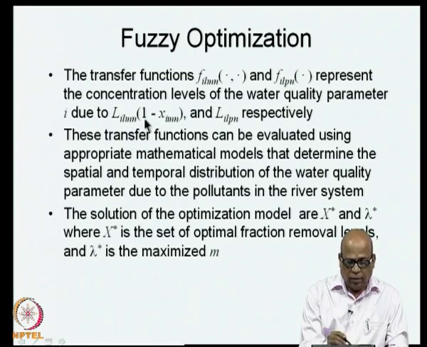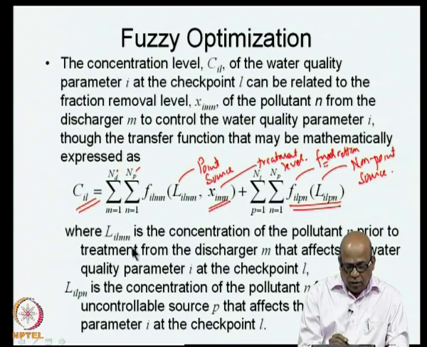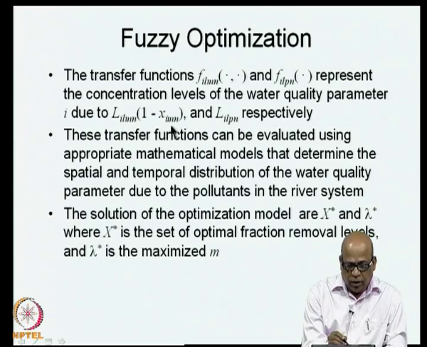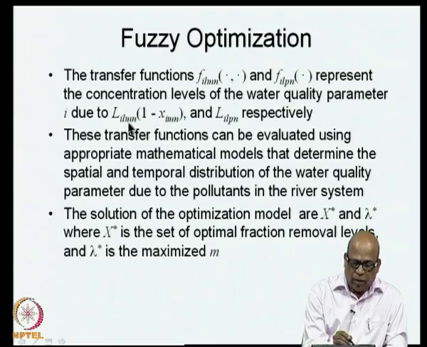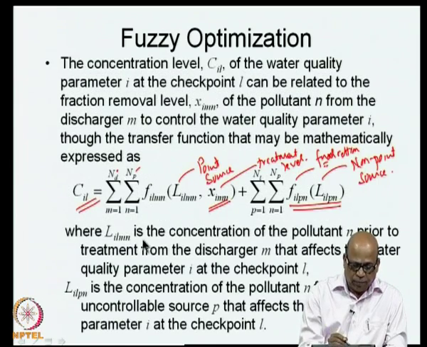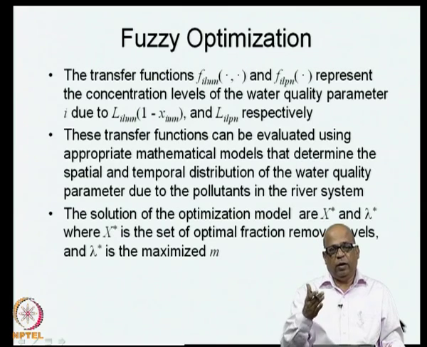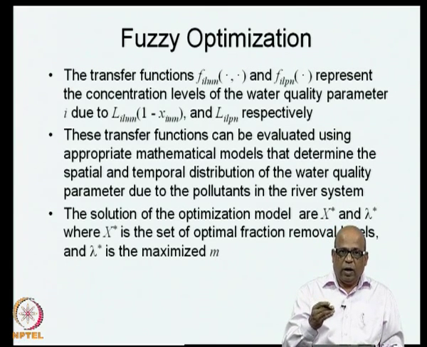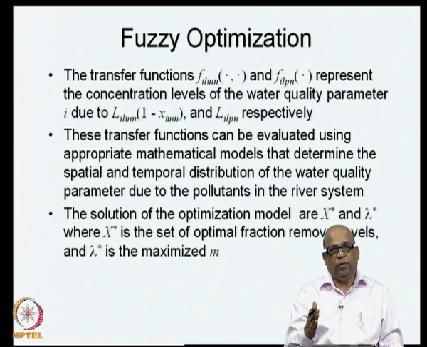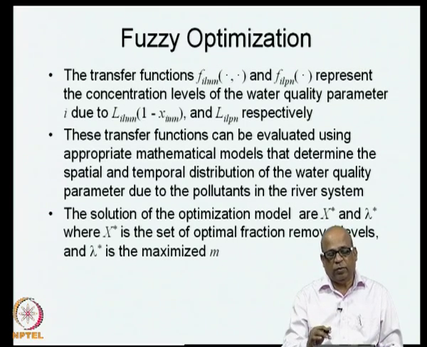LILMN is what I am saying as the pollutant N prior to treatment. Now, prior to treatment, this is what is coming, you are giving a fraction removal level of XIMN. So, the actual load that is coming is 1 minus XIMN into LILMN, which will give you the effect of that on the CIL. So, remember we are talking about, let us say, a unit load is coming, you are taking out x fraction of that. So, 1 minus x will add to the stream. So, the effect will be felt based on 1 minus x, that is the idea there.